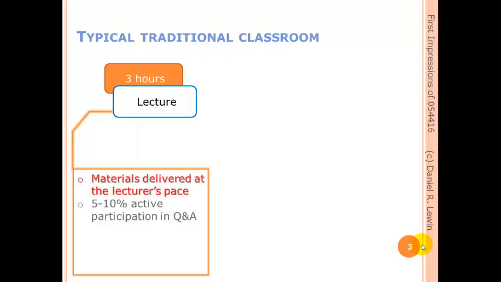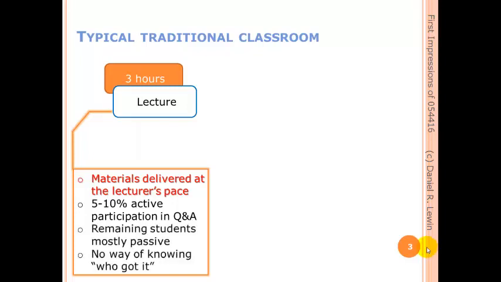If there is any participation in class discussion, it will involve 5 to 10% of the students present, and I'm being optimistic, with the rest of the students mostly passive. With such low class participation, the lecturer has no way of knowing who got it and how much learning is really going on in his classroom.